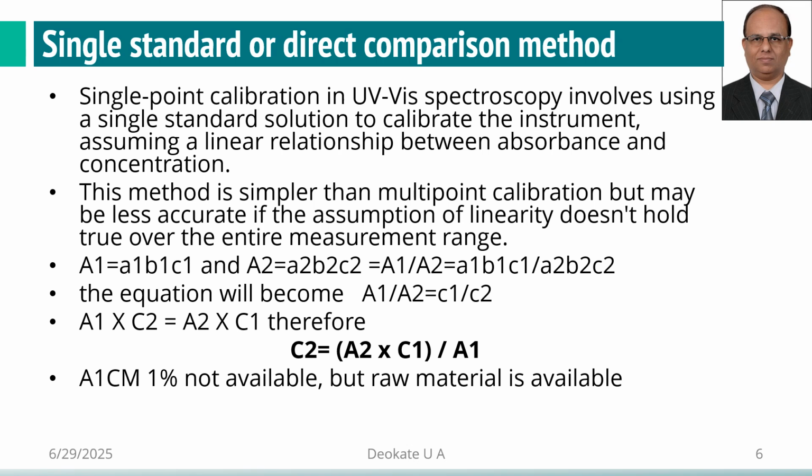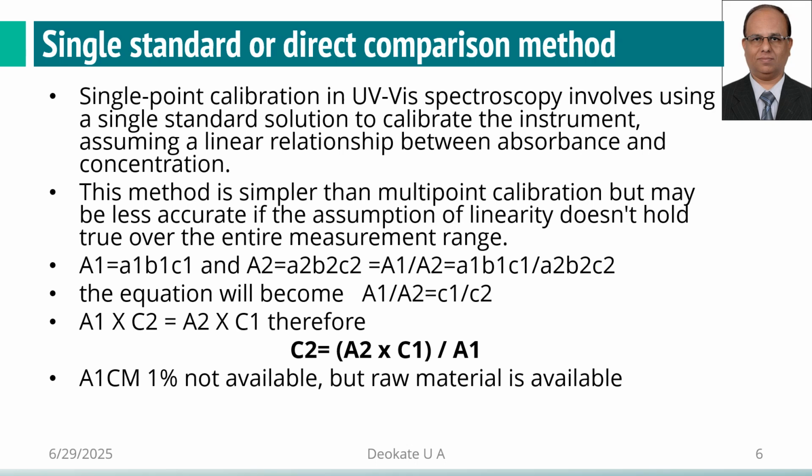How did this equation arise? We know the Beer-Lambert law equation A equals a b c. Now, if we have a standard and a sample, we can modify this equation: A1 equals a1 b1 c1 and A2 equals a2 b2 c2.